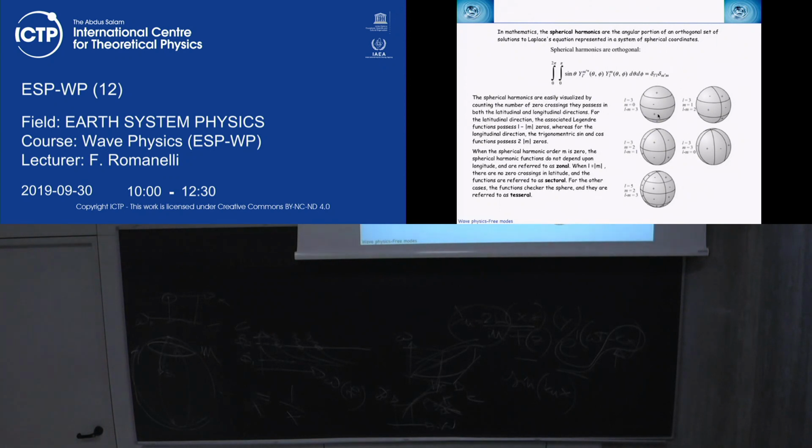M is equal to 0. What does it mean? That along the surface, in longitude, we have no zeros. It's just shaking as a whole. But here we have 3. What does it mean? That along theta, we have 3 nodal lines. 1, 2, 3. It's only a matter of bookkeeping. I'm sorry for you.